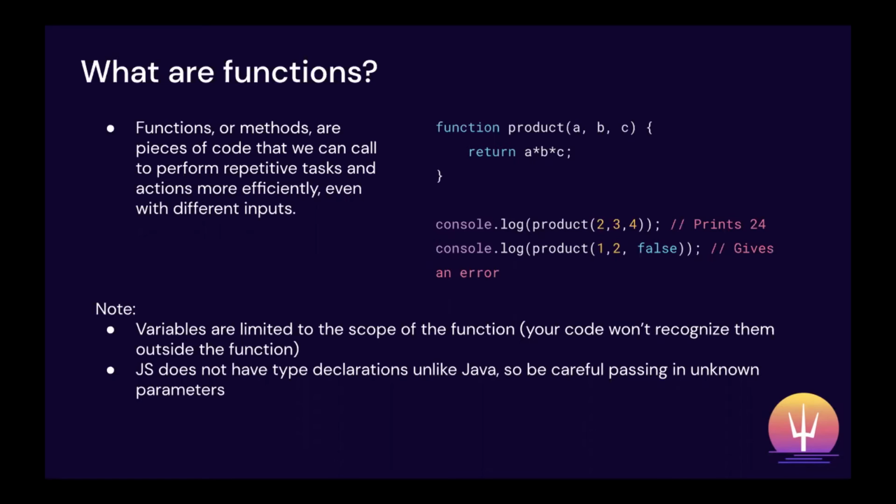So on the right, we can see that we wrote a function that takes in three inputs and takes their product. And we can call this function with different types of input as long as they're numbers, because JavaScript doesn't type check anything. So we need to make sure that the inputs we give it actually work with the operation. And in JavaScript, we have to be careful that the variable names we use in the function don't actually exist outside, so we can't use them anywhere else. And we just have to be careful that we don't pass in anything of the wrong type.